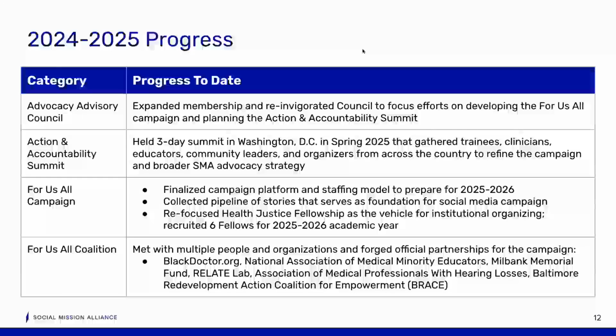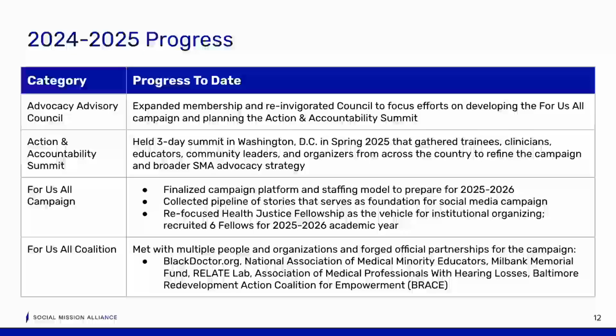So those are the pillars that the work we want to do will be aligned around, and really what helps determine how we forge new partnerships and collaborations with organizations to advance this campaign and social mission overall. Last year, we expanded and reinvigorated the membership of our Advocacy Advisory Council to focus efforts on developing the For Us All campaign as a response to the sentiments and feedback that we received at the conference in Durham, North Carolina. The Advocacy Advisory Council came together in terms of shaping the For Us All campaign's visions, pillars, strategies, and tactics. We then convened during the Action and Accountability Summit, which was a 3-day convening in Washington, D.C. in March of 2025, where we brought together the Advocacy Advisory Council and members of the wider SMA community to refine and focus our planned tactics and strategies to meet the needs of the SMA community members.